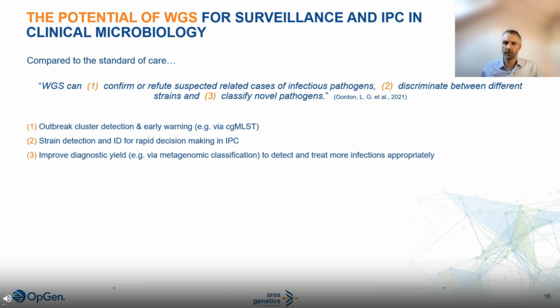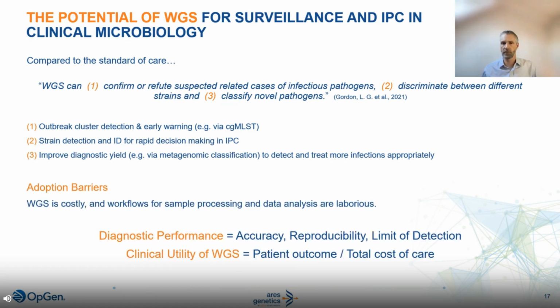It can discriminate between different strains, which in other words allows for better patient management by the infection prevention and control teams. And finally, whole genome sequencing can classify novel pathogens, which in turn improves the diagnostic yield, potentially leading to more detected and appropriately treated infections. Given the potential value inherent to whole genome sequencing, the question is, how can we speed up its adoption, especially given that the workflows for sample processing and data analysis can be quite complex and sometimes laborious.